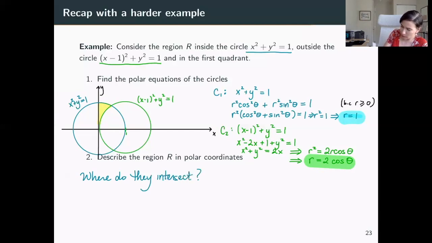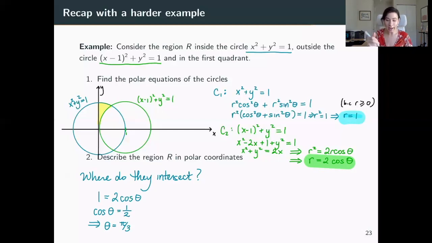So in this case, we want to know when r equals 1 equals r equals 2 cos theta. This is going to happen when cos theta is equal to 1/2, which is when theta is going to be equal to pi over 3. So pi over 3 is going to be where I have that initial intersection here of these two circles. So there is my angle of pi over 3 to give me that point of intersection.